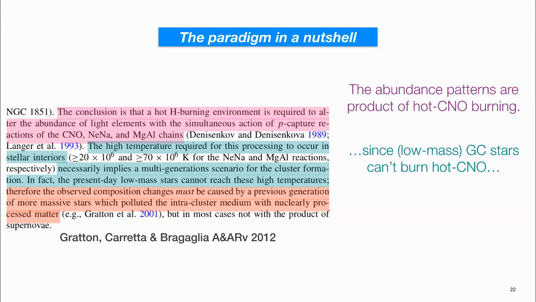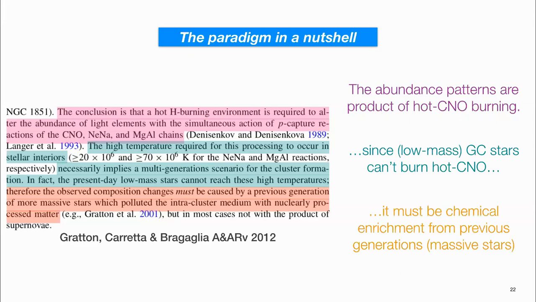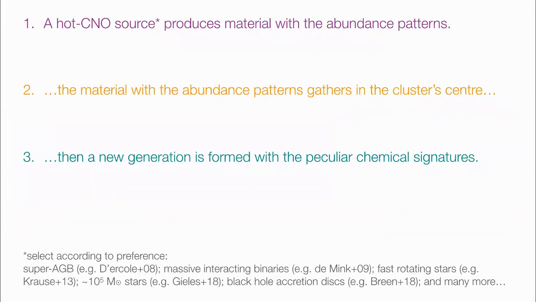okay? So the idea is that these abundance variations came from a previous generation of stars that are more massive, so they have hotter interiors that were able to produce this. So it's a simple self-enrichment, where massive stars produce the chemical anomalies that eventually are going to be ejected into the interstellar medium by winds, and this is going to form a new generation of stars. So these are the same 3 steps that I showed you before.